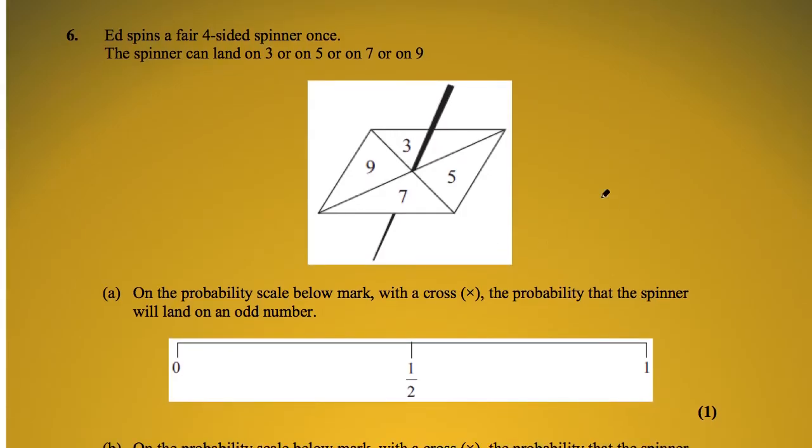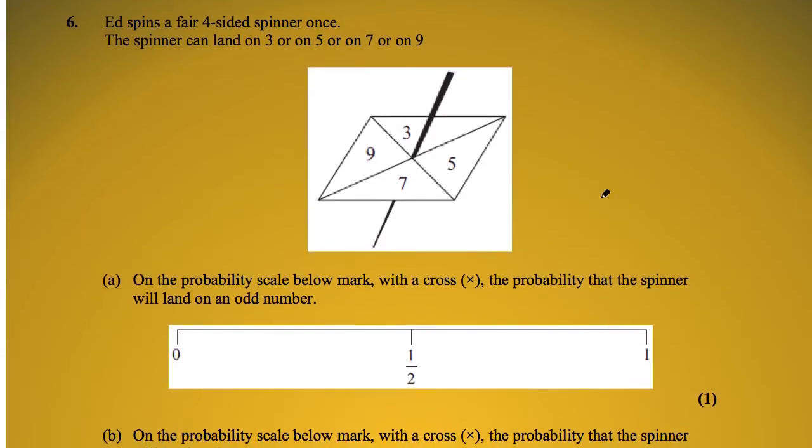Okay, a probability question now. So probability always needs to be answered with a number, a fraction or a decimal, unless the question specifically says to give a word. But if it doesn't say to give a word, it does mean that it's talking about numbers specifically, fractions or decimals.